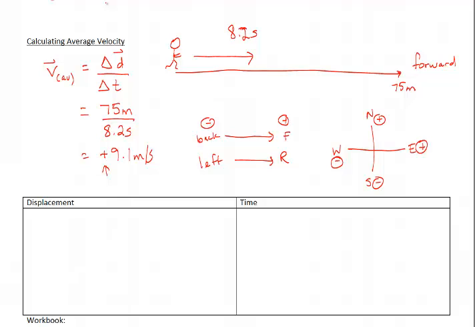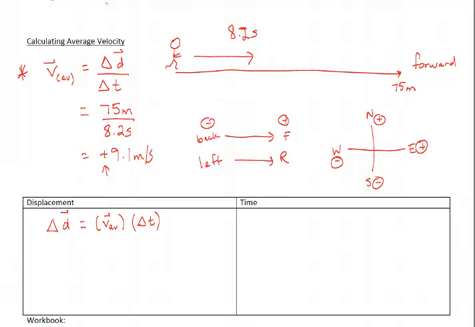So let's take a look at how we could rearrange this formula if we were given two other values. In the example we just looked at, we were given the displacement and the time, and we had to calculate the velocity. But let's say we were given the velocity and the time, and we had to calculate the displacement. Well, in that case, you just rearrange the formula, and you come up with change in displacement equals average velocity times the change in time.